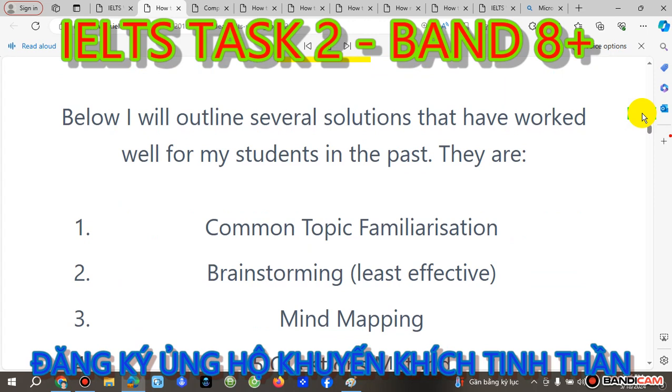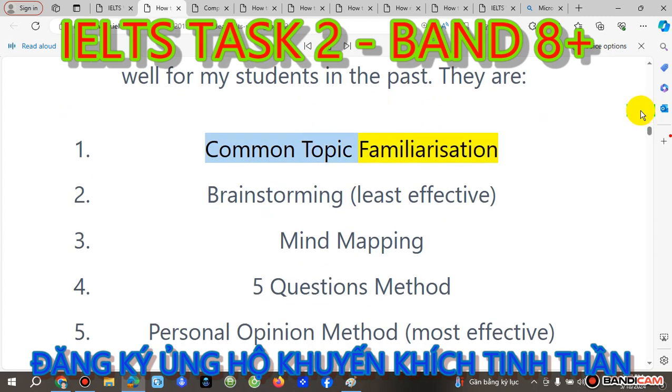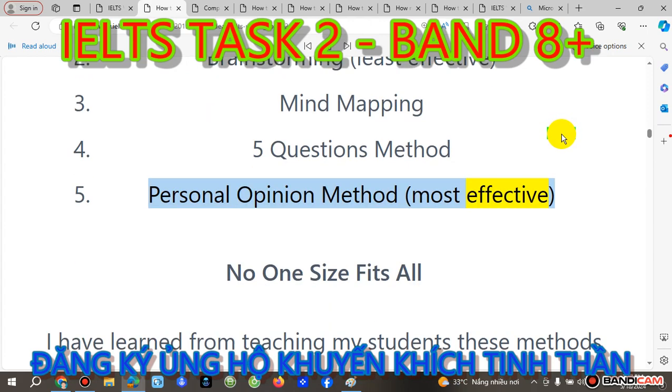Solutions. Below I will outline several solutions that have worked well for my students in the past. They are: common topic familiarization, brainstorming (least effective), mind mapping, 5 questions method, and personal opinion method (most effective).